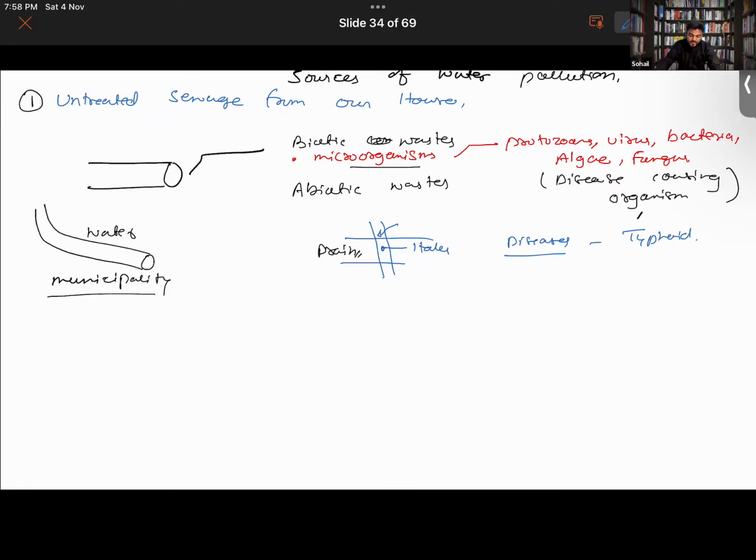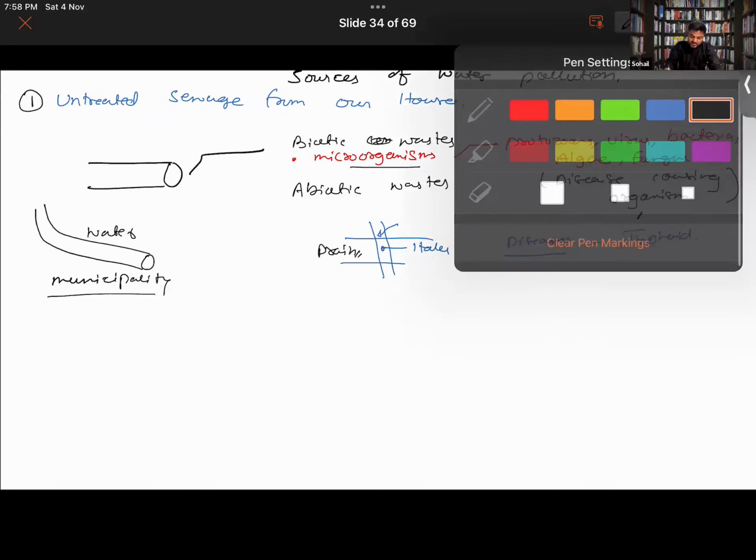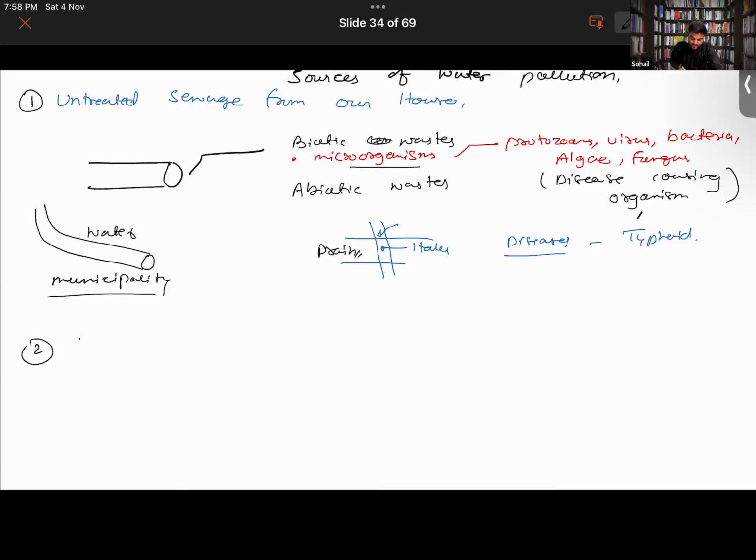And then the next source, as you guys told me moments ago, is fertilizers. Now the question comes: how are fertilizers causing water pollution? You know that farmers nowadays, since the agriculture revolution, use them. By the way, who's the father of the green revolution in India? Who do we call the father of the green revolution?